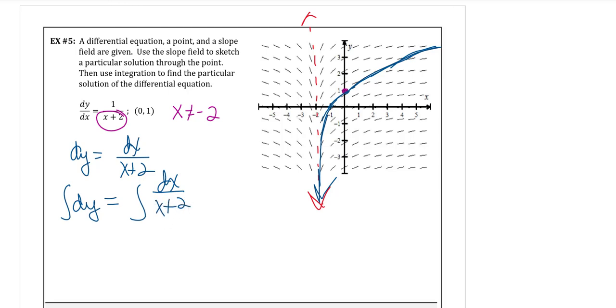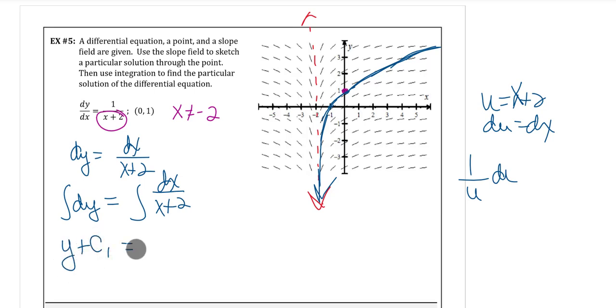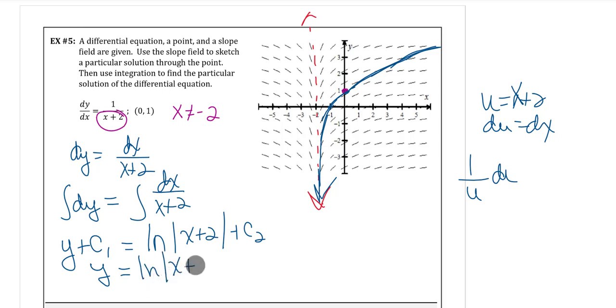And if you want to use u substitution here, you can. You want to think of this as 1 over u du, because you let u equal x plus 2. So du will just be dx. So we're going to get y plus c1 on the left, and then we're going to get the natural log of x plus 2 plus c2. Putting my c's together, I get y equals the natural log of x plus 2 plus c.